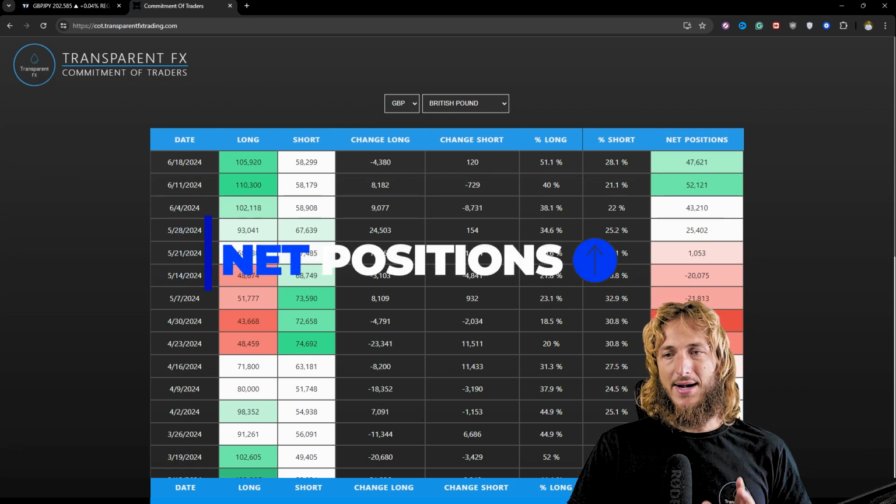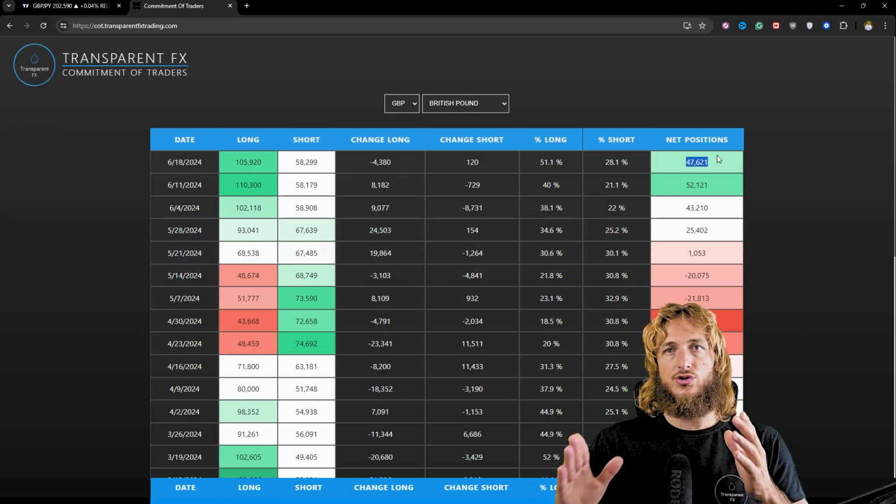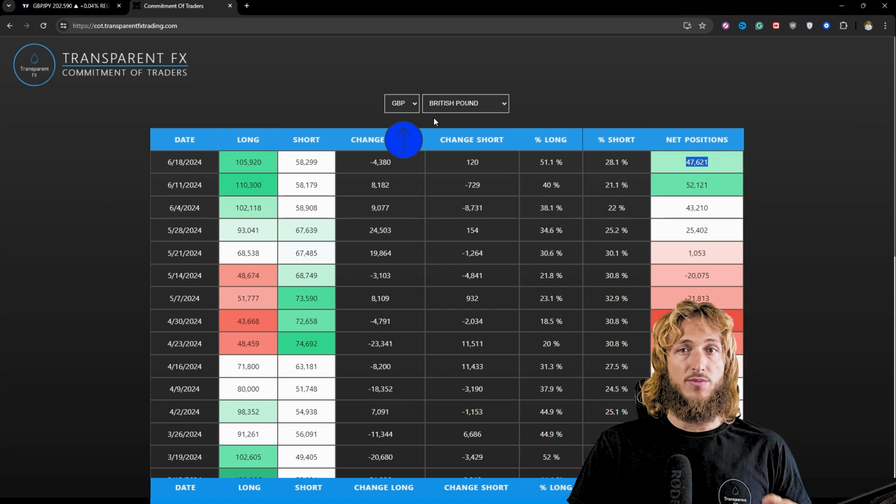We went from having minus 28.9k net positions all the way up to having plus 47.6k net positions, showing how a huge amount of institutions are moving back to the bullish side for the GBP.